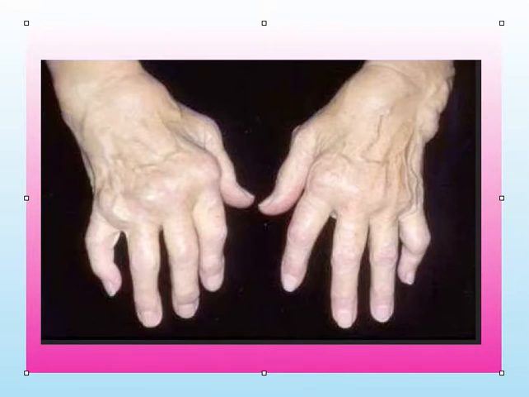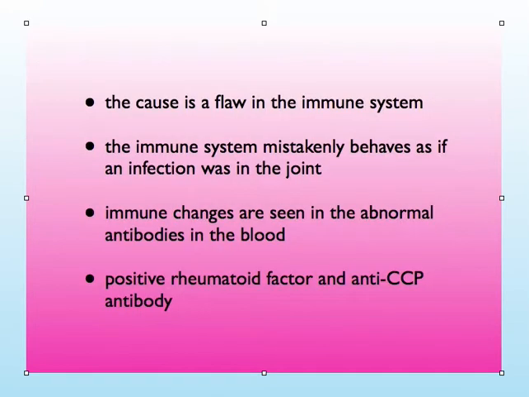The joints are often very swollen, and it's quite visible to many of those affected. The swelling tends to be worse in the morning, in addition to the pain and stiffness, and may improve a bit as the day goes on. The cause of rheumatoid arthritis is a flaw in the immune system. The immune system misbehaves and begins to behave as if there were an infection in the joint.